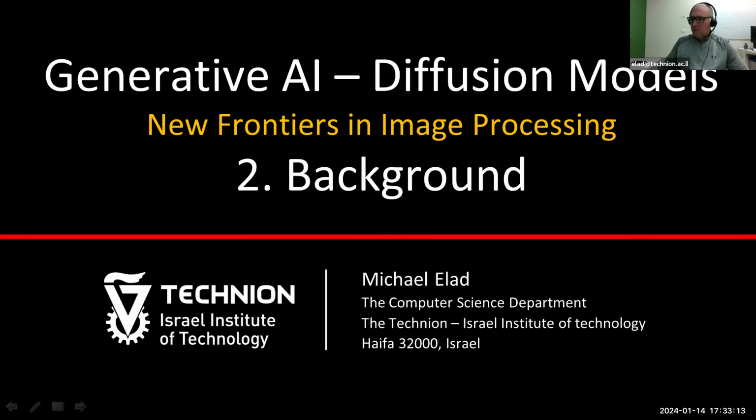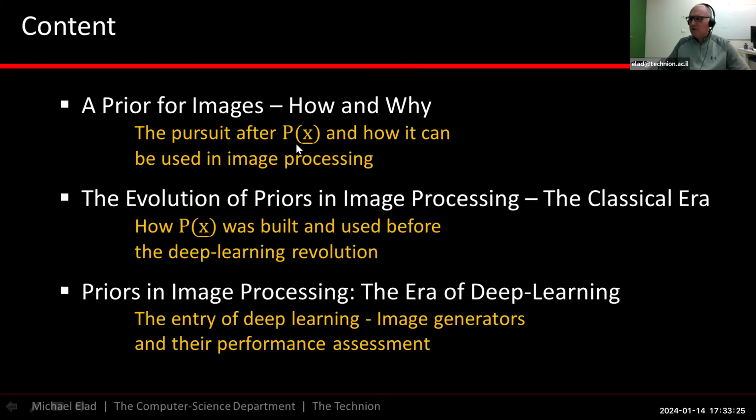Okay, we proceed with the material by going into this chapter of background. In this background chapter, I'm going to talk about the importance of P of X for images, how central it is in doing almost everything that we do in image processing. We'll talk about the evolution of how P of X was guessed or devised during the classical era, and that means over 5 decades up to 10 years ago. And then we'll talk about the deep learning revolution. Now, I'm guessing that today we will not get to the third part, which is the most interesting part, but hey, it will wait for us in the next meeting next week.